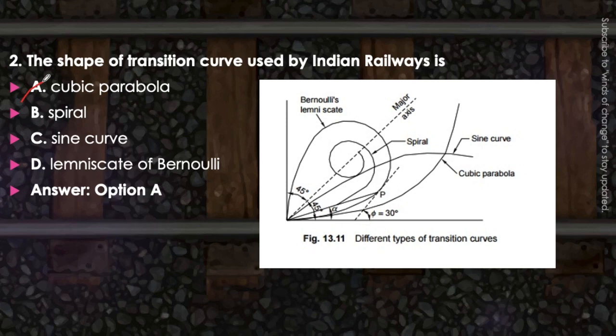Can you recall the shape of transition curve in case of highway? In case of highways, the spiral curve was used, and the cubic parabola was used as a vertical curve in case of valley curve. So memorize these things, they are very important to keep in your mind. How these curves look and how they differ is given in this graph, so you can refer to this graph also.